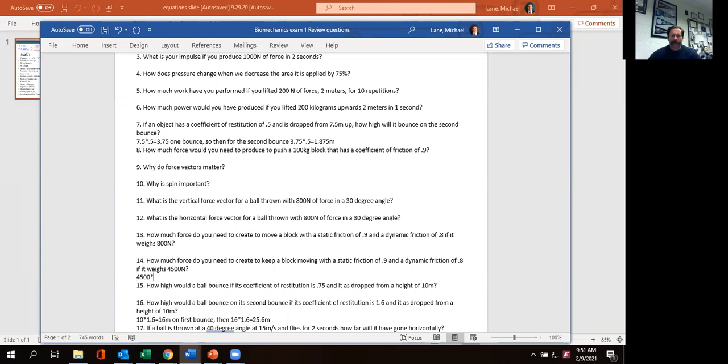Now notice it says to keep a block moving, which means, which of the two frictions are we going to use, guys? Bingo. We're using that kinetic friction, also known as dynamic friction. So it's going to be multiplied by 0.8. So we're going to take that, 32, about what?